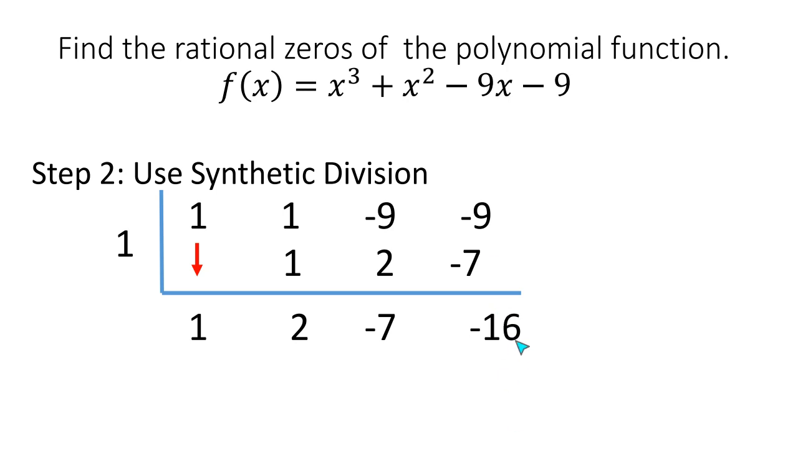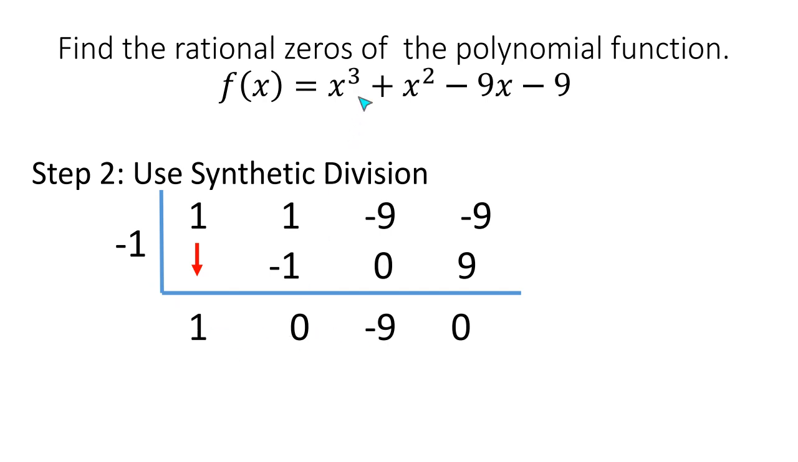Since your remainder is not 0, that means that 1 is not a zero. So we need to try something else. Let's try negative 1. We apply synthetic division, bring down the 1, and we multiply it out. And we can see here that we are going to end up with 0. So now that we have 0, that means that negative 1 is a zero. And since that's a zero, we can use the quotient.